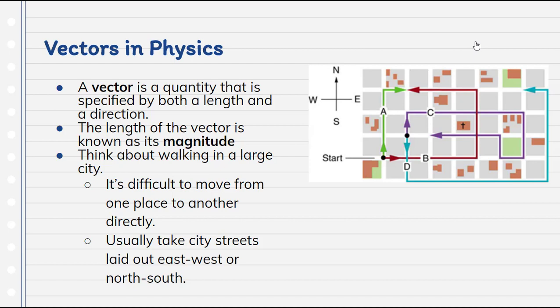It's really difficult to move to one place or another directly, making a straight line in the city. It usually takes city streets east and west, north and south in order to get to our location. So we may have to go 3 blocks north and 1 block east in order to get to our location. Or we may have to go 5 blocks west and 2 blocks south in order to get to our destination.